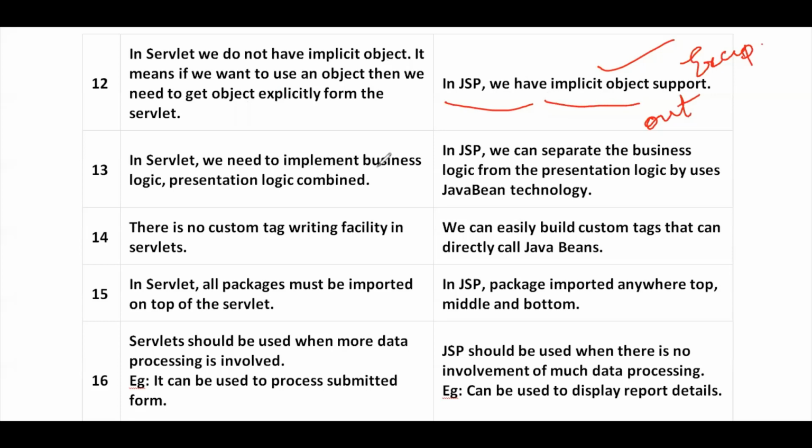In servlet, we need to implement business logic and presentation logic combined. So that's why we are saying that the logic is complicated or tough compared to JSP. In JSP, we can separate the business logic from the presentation logic using Java Bean technology. There is no custom tag writing facility in servlets. In JSP, you can easily build custom tags that can directly call Java Beans. The next difference is in servlet, all packages must be imported at the top of the servlet. So the import section is on top. In JSP, packages can be imported anywhere. You can do this import anywhere in the JSP, in the top, middle, or the bottom.